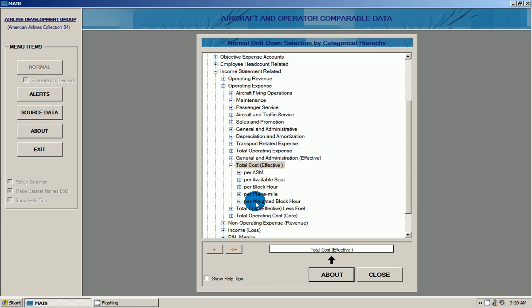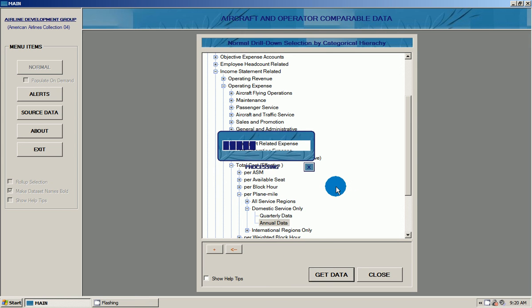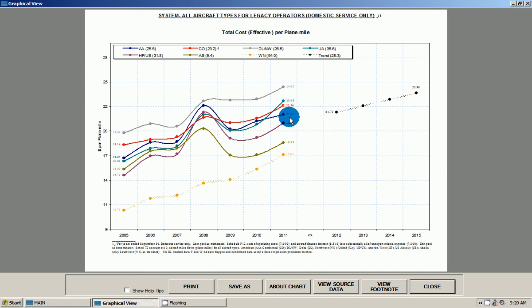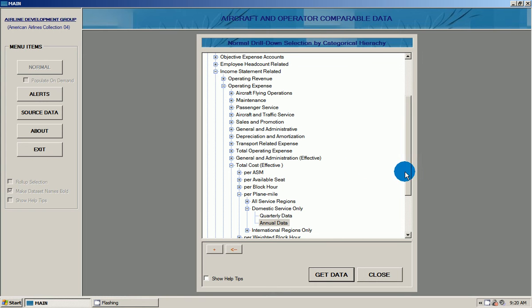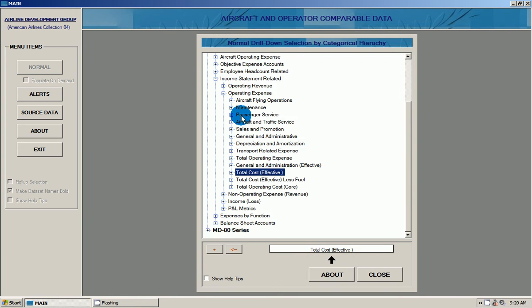But we can look at, let's look at something a little different here. What per plane mile? That'll be something domestic, annual. There we go. Here it is, and here's American Airlines. That's mid-range on that. And let's see. We'll move down, and as I say, there's a lot of information in here.